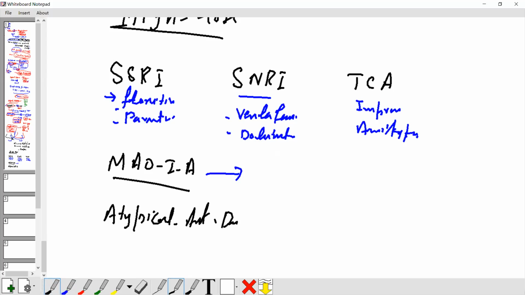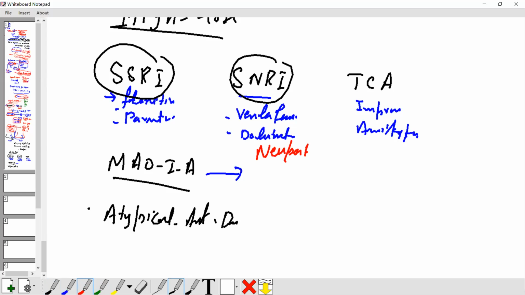So, what is your first preference for depression? SSRI. So what are the side effects of SSRI? Serotonin syndrome, a very big problem. Serotonin syndrome is the main issue with these drugs. Okay, SSRI is our first line. How about the SNRI? SNRI is also used for neuropathic pain.